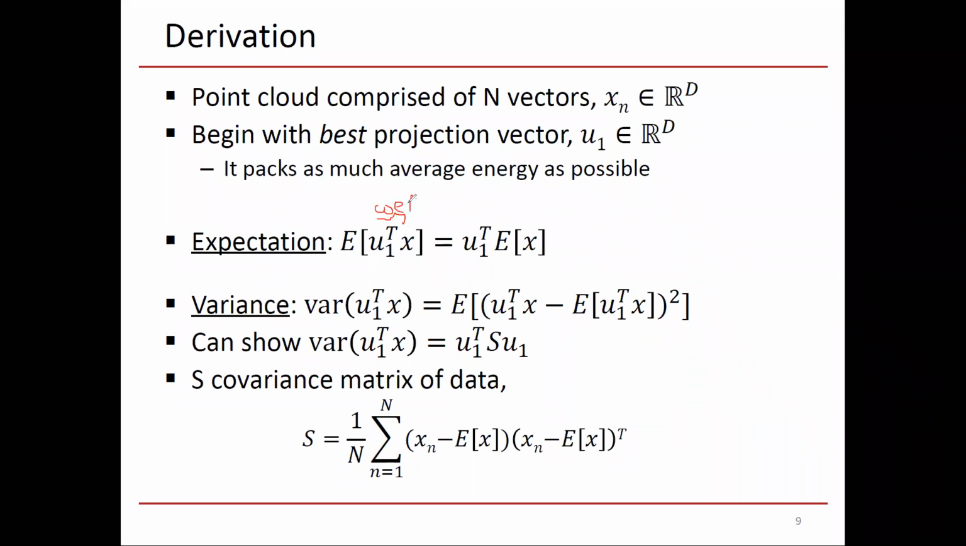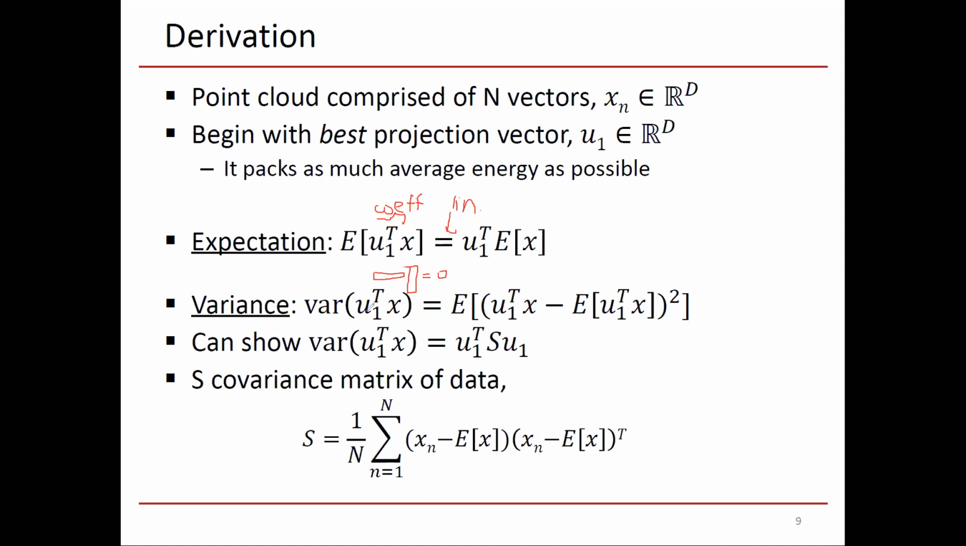So first of all, the expected value. The expected value of the coefficient, the expected value of u1 transpose x, is, because of linearity of expectation, equal to u1 transpose multiplied by E of x. Now again, x is a vector. u1 transpose is a row vector because u1 is a column vector. And row times column is an inner product, which gives us a scalar. And the average value of that scalar is u1 transpose times the expected value of the random vector x.